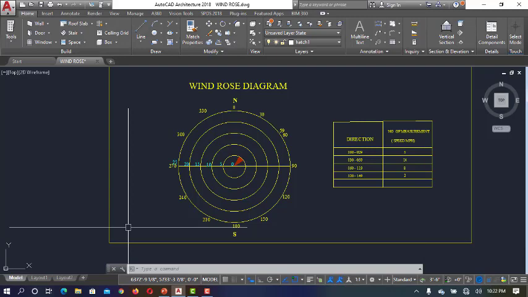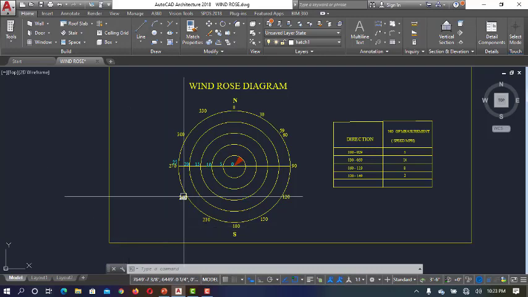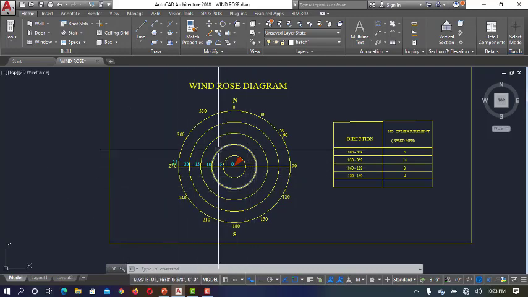While plotting a windrose diagram, the first and foremost thing that we need to do is write down the direction first, that is north and south. From north we start at 0 degrees, 30 degrees, 60 degrees, 90 degrees. Gradually, we eventually reach north again at 360 degrees, right? These degrees are basically the direction of the wind. Next come these concentric circles. The difference between these concentric circles is 5.